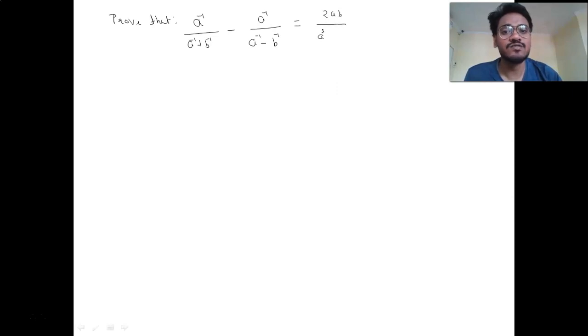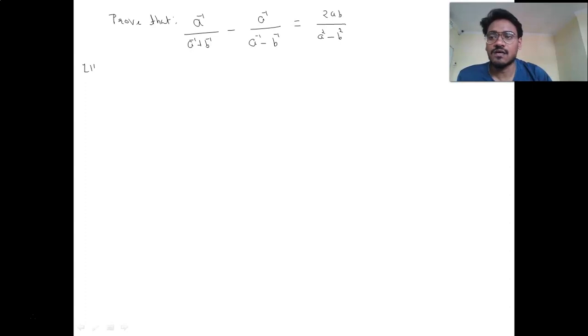See, it's a inverse over a inverse plus b inverse, and in the next step it is a inverse upon a inverse minus b inverse, and it's equal to twice of ab upon a square minus b square. See, we have to prove this result. Okay, now let me take the left hand side.